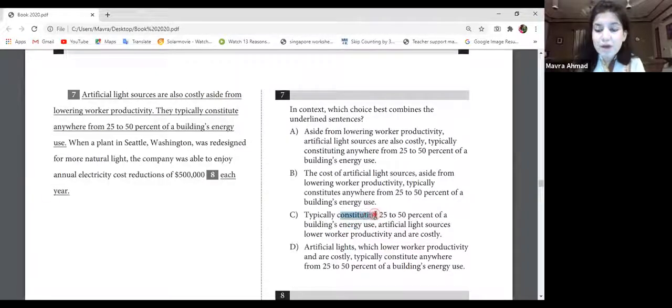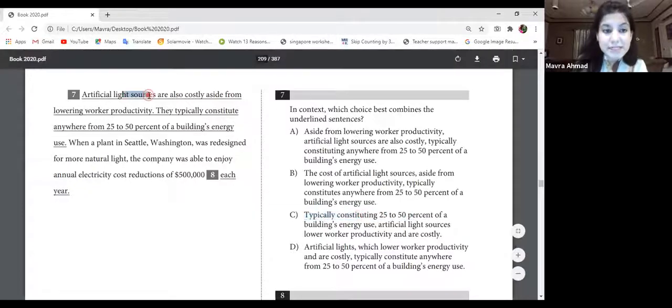So this is why option C, जो है, उसमें उस चीज़ के बारे में बात नहीं की गई जो इस सेंटेंस में सबसे ज़्यादा important है, which is that artificial light sources lower work productivity and secondly they are also costly. तो इसमें जो है डायरेक्टली सबसे पहले एनर्जी कंजम्पशन की बात की गई है, which is why C to me does not seem like the right answer.